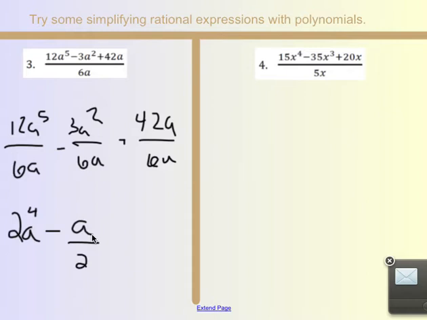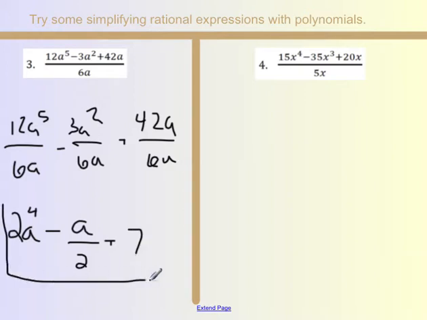So then 42 divided by 6 is 7, and then we cancel out the a's. So that right there is your final answer for number 3. Let's take a look at number 4.